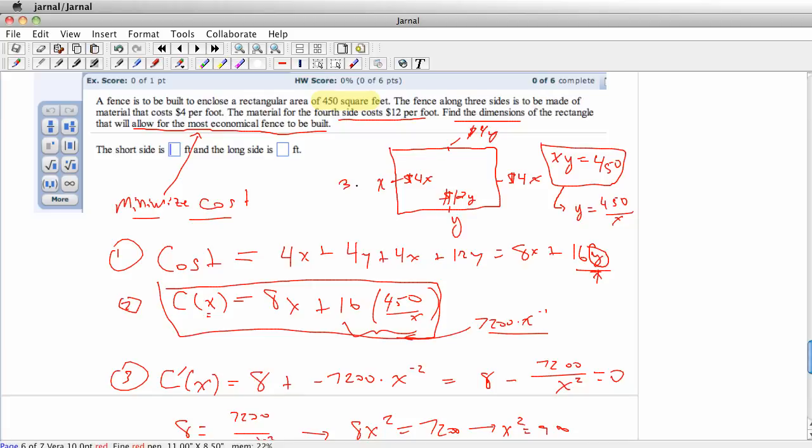So 30 feet for x. And remember, this equation here tells us how to find y if we know x. So y is 450 over x. So that means y is 15 feet. That's the only way we're going to have this dimension be 30 feet and the other direction be 15, and the total area be 450 square feet. So the short side is 15 feet and the long side is 30 feet.